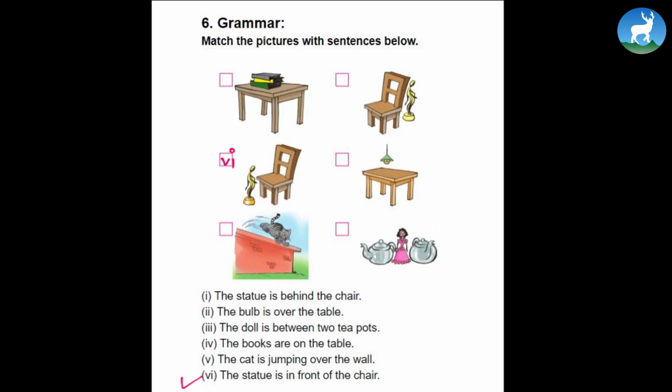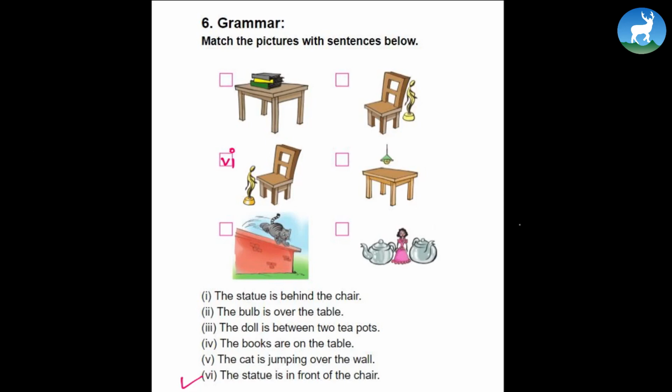So it's on the table. And what do you think this is? Maybe it's behind the chair, right? See, here's a lamp here, or bulb. Right, there's a cat jumping over the wall. So, yes, certainly, you can do it.